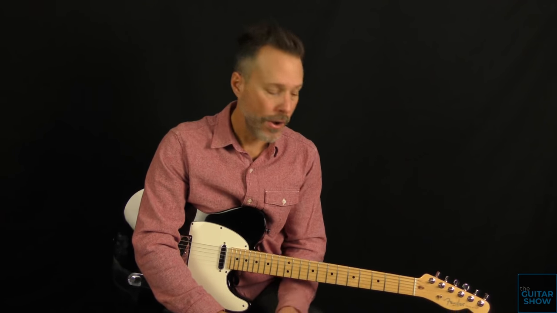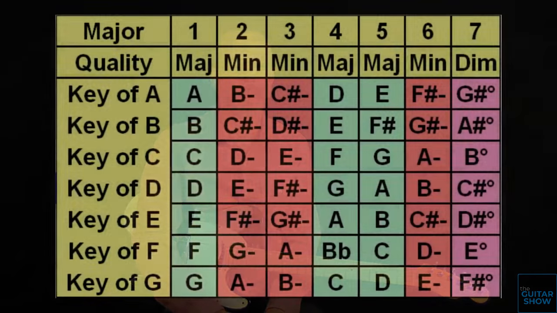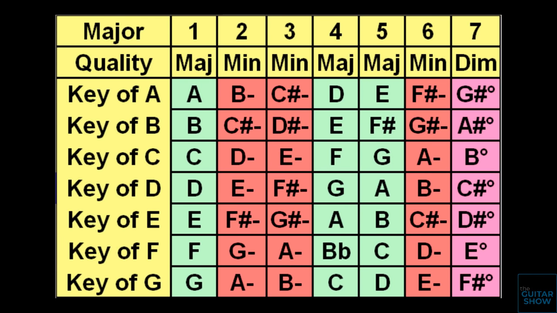On the number system chart, column 1 is the low E on the guitar? Is this the low E on the guitar? No.